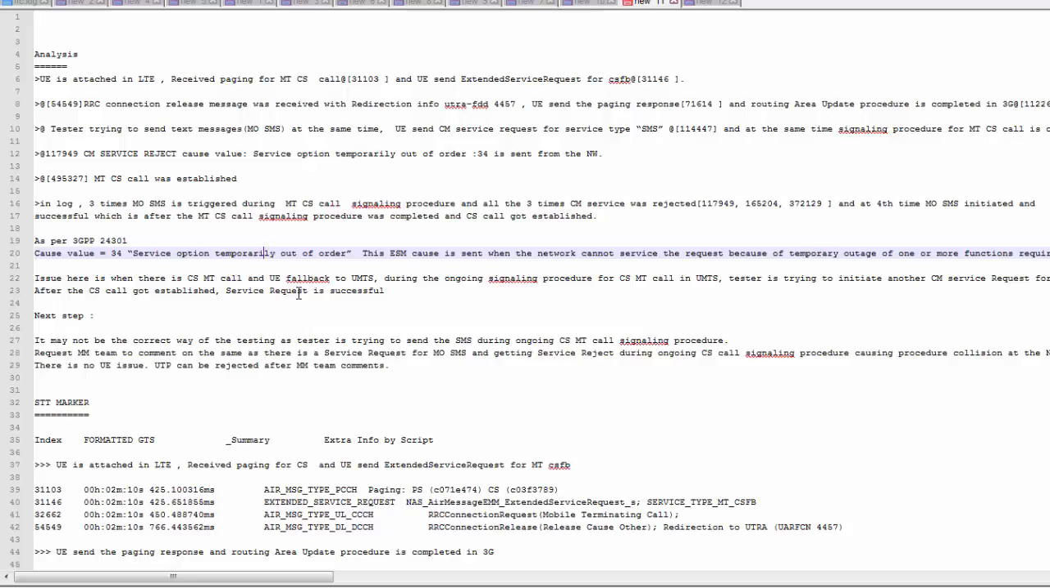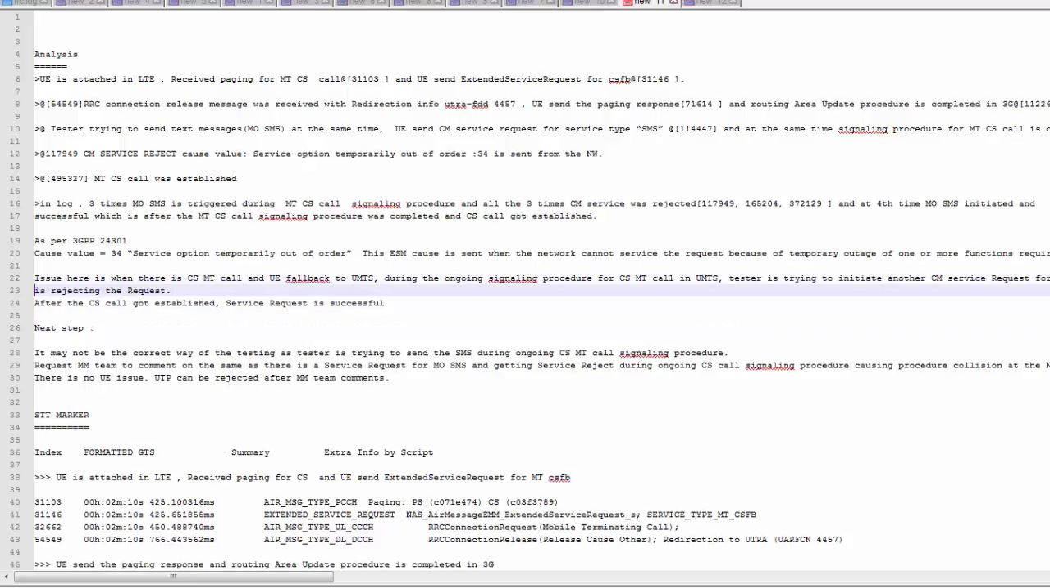During the ongoing signaling procedure for the CSMT call in UMTS, the tester is trying to initiate another service request, for SMS, and because of that the network is rejecting the request, after the CS call got established and the service request is successful.